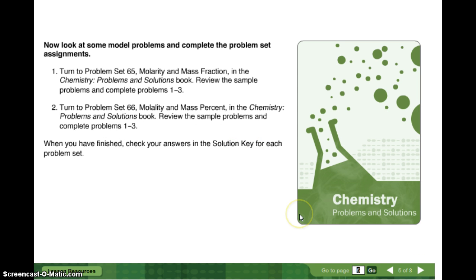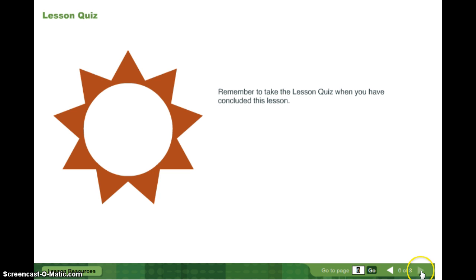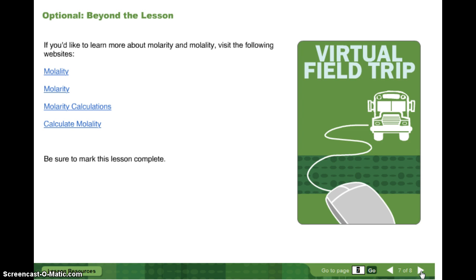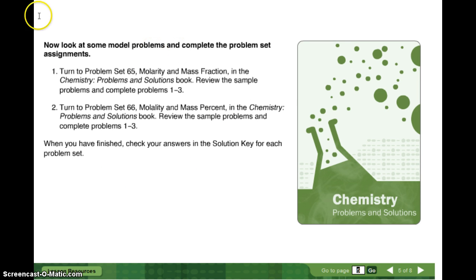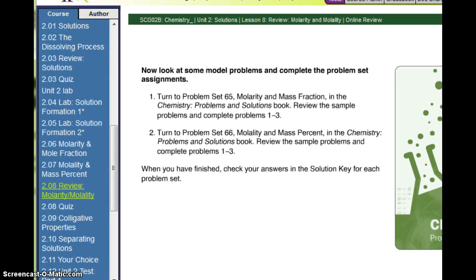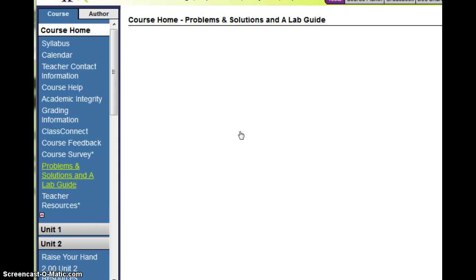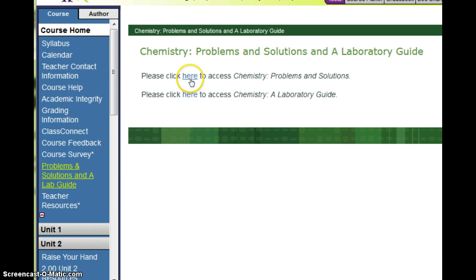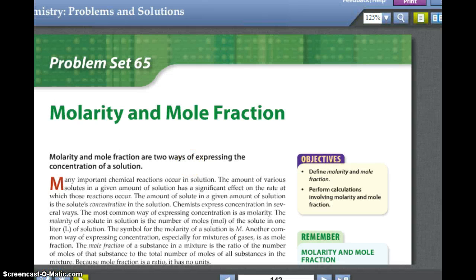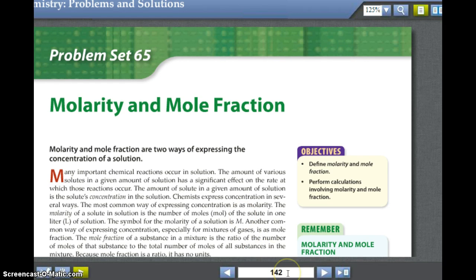Now you need to look at the problem set, and then if there are some websites to find some more information, if you're interested, go ahead and go to those. All right, so to go to that, we need to go to your problems manual. So we go up to the top, right here, problems and solutions, and a laboratory guide. When you click on it, you can click here to access chemistry, problems, and solutions. And then you can go ahead and go to page 142.